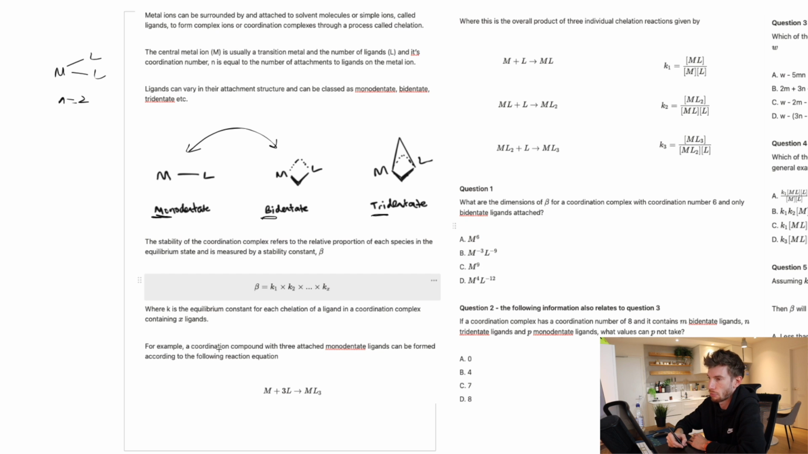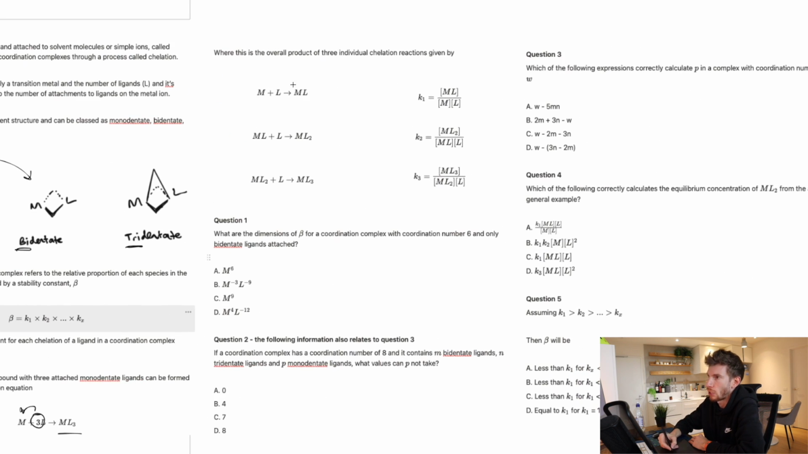So for example, and here we go, we've got an example demonstrating how this works. A coordination compound with 3 attached monodentate ligands can be formed according to the following equation. 3 of them, they attach on, they make ML3. That makes sense. We can see this is the overall product of 3 individual chelation reactions given by. So we can do it step by step.